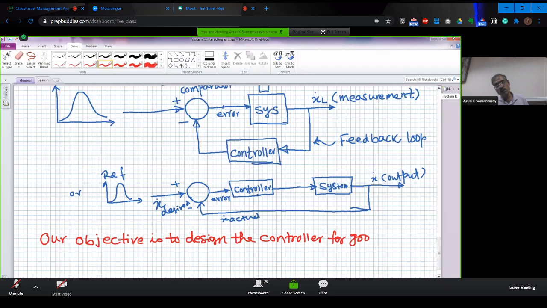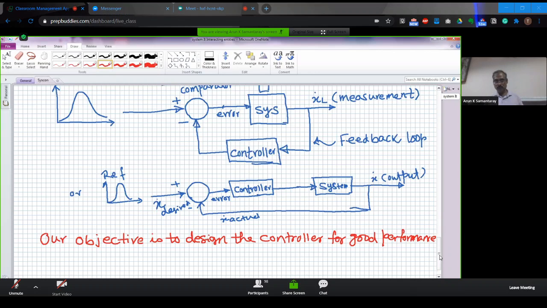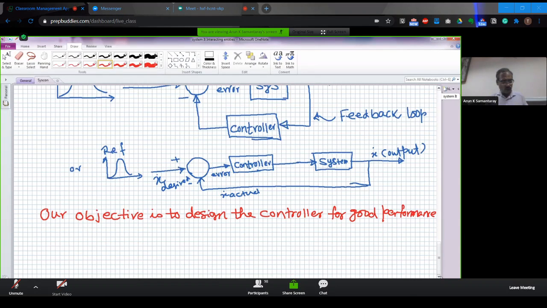Good performance. Right, so we will try to design a good controller so that our controller performance is pretty good. So in this context, let us come back to that lift problem.